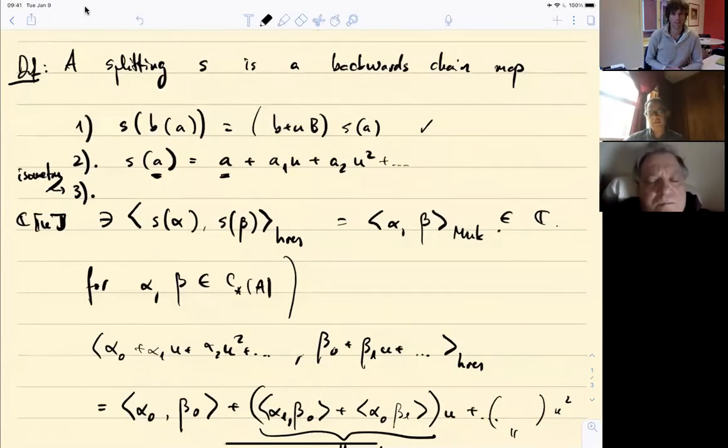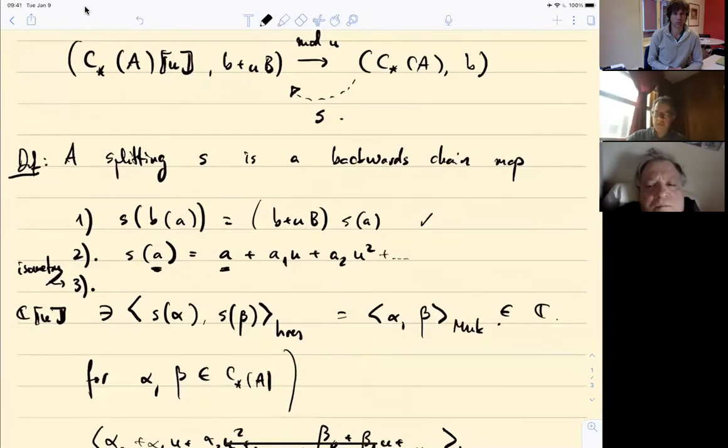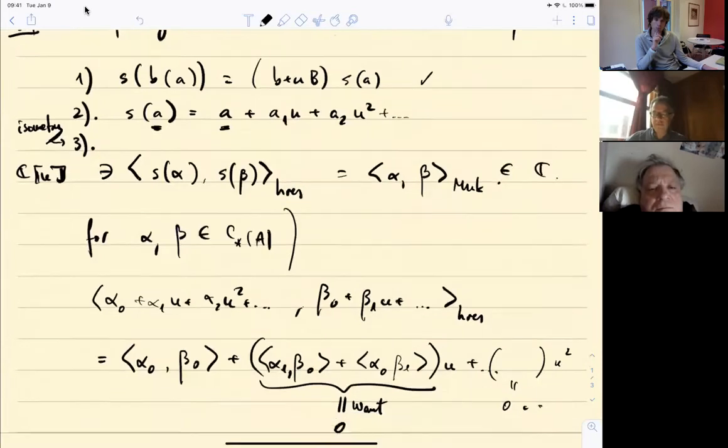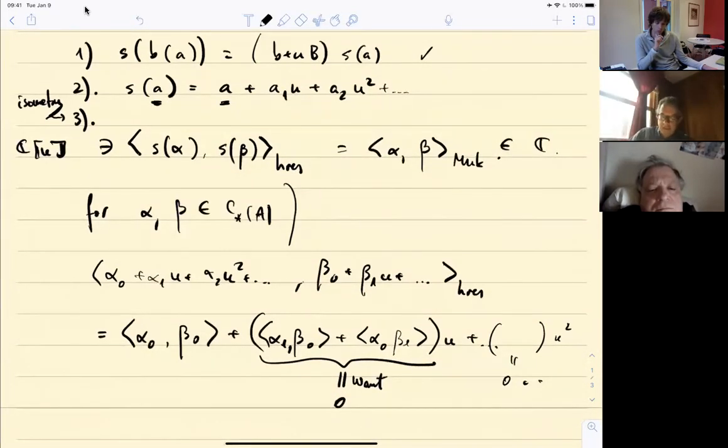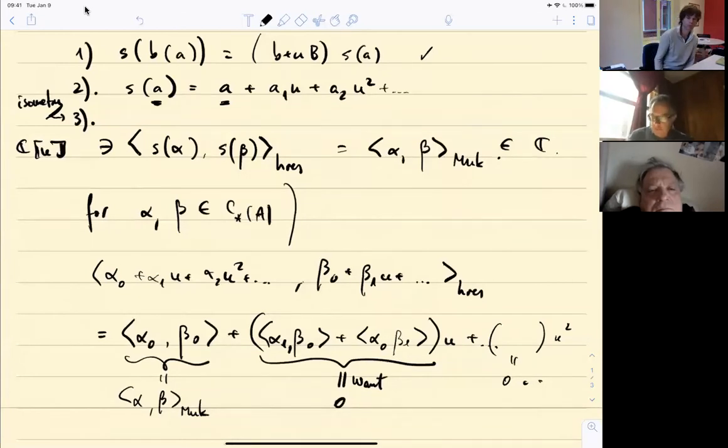So this is the definition of a splitting as I will require it to be. It's a chain map from the Hochschild chain complex to the negative cyclic chain complex. Chain map means it intertwines the differentials. It splits the natural map, which is mod u. And it respects the pairings on the two sides. Okay? The fact that this is equal to the Mukai pairing of alpha and beta is obvious. It's part of condition 2. The meaning of statement 3 is that all the higher power terms are zero. Any questions about this?